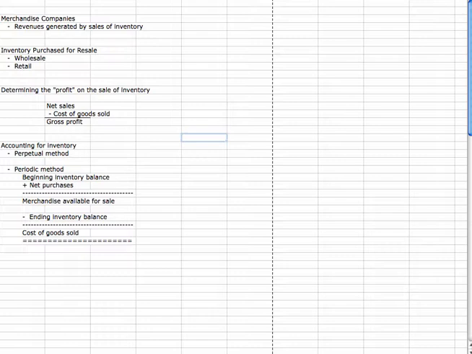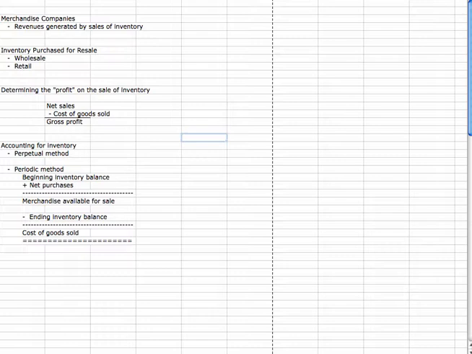The retailer normally is a smaller business or a company. It doesn't necessarily have to be a small business that buys product from a wholesaler, breaks up the larger quantities into smaller quantities so that they can sell to the end user customer.